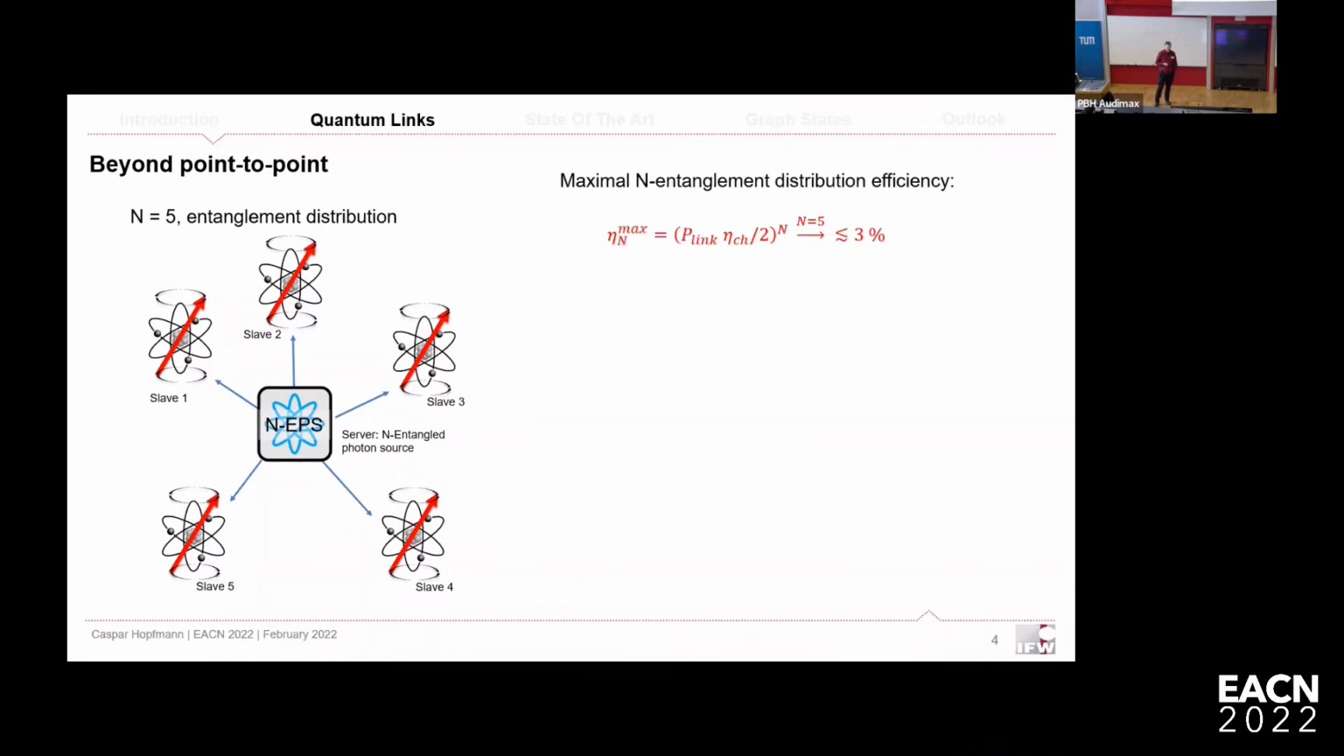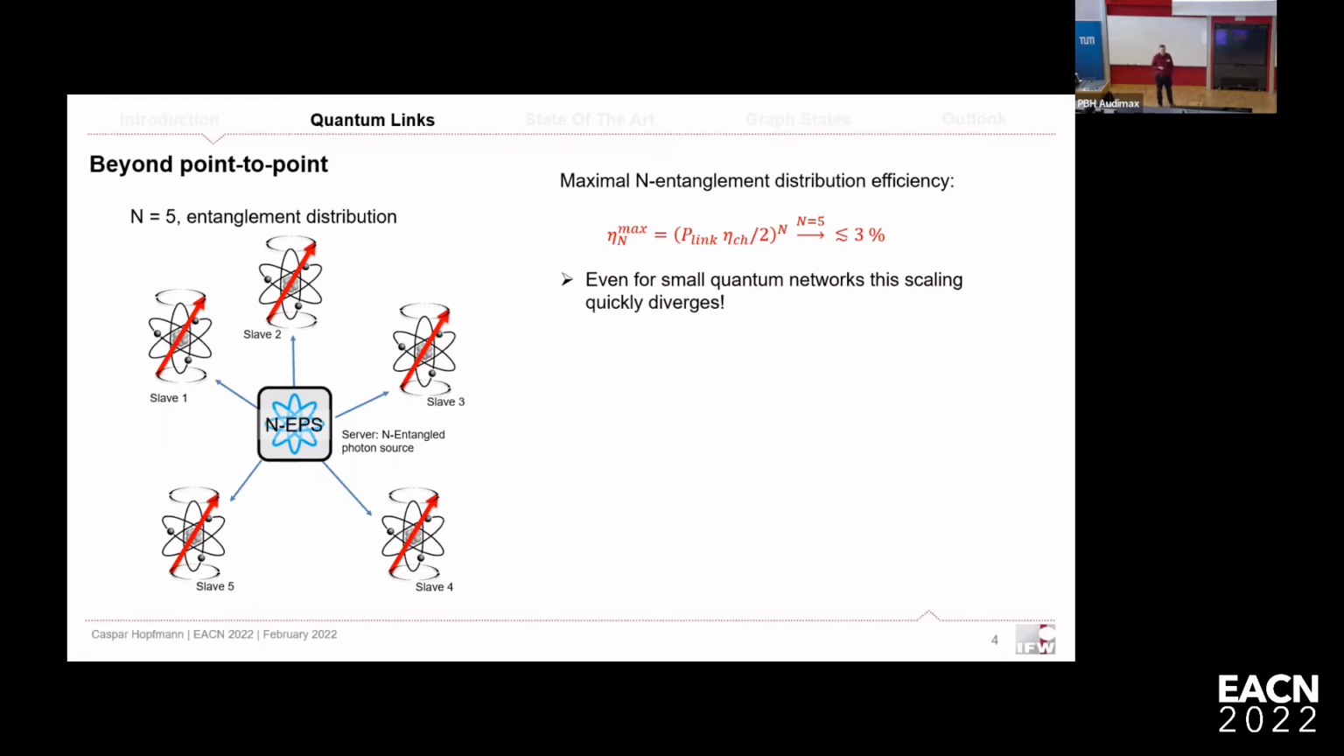And the math tells us, okay, even if we have perfect links, everything is perfect, the sources are perfect, the links are perfect, just this kind of random basis selection will limit our efficiency of this kind of 5-entanglement distribution to about 3%. And the reason is because we are choosing a random basis in all of them, and if we don't somehow know what the others are selecting, then this whole efficiency goes with the nth power. So this is, I think, quite basic.